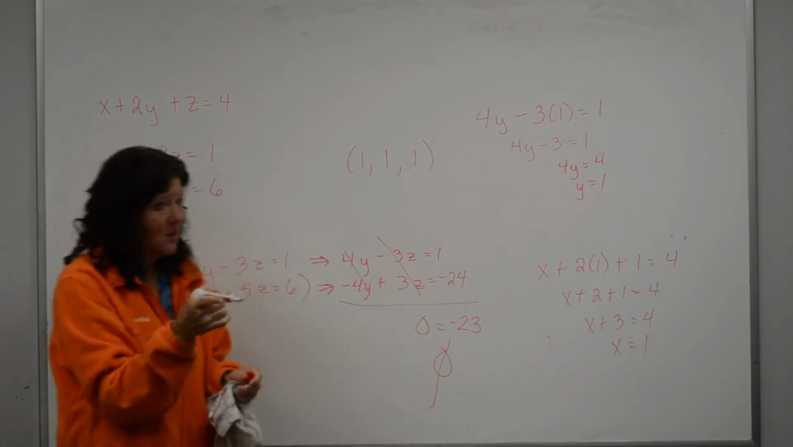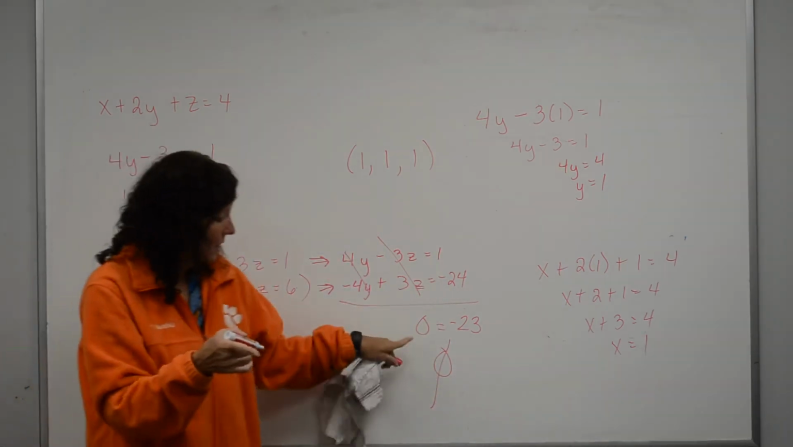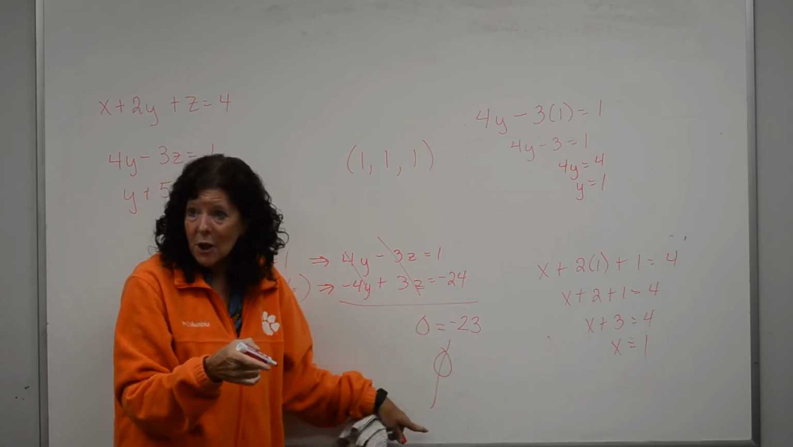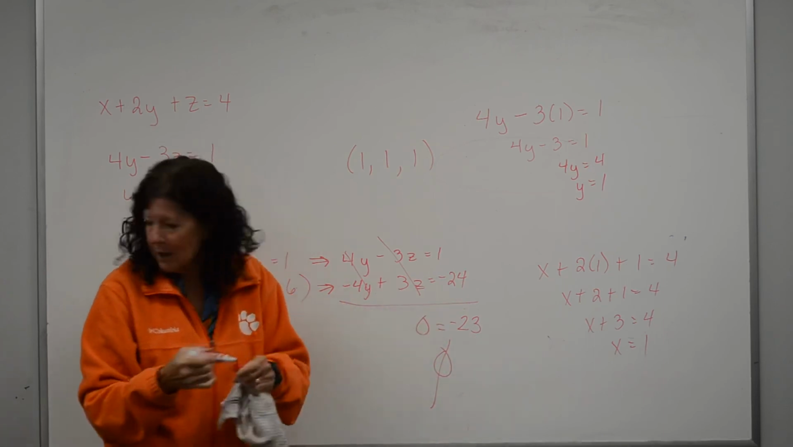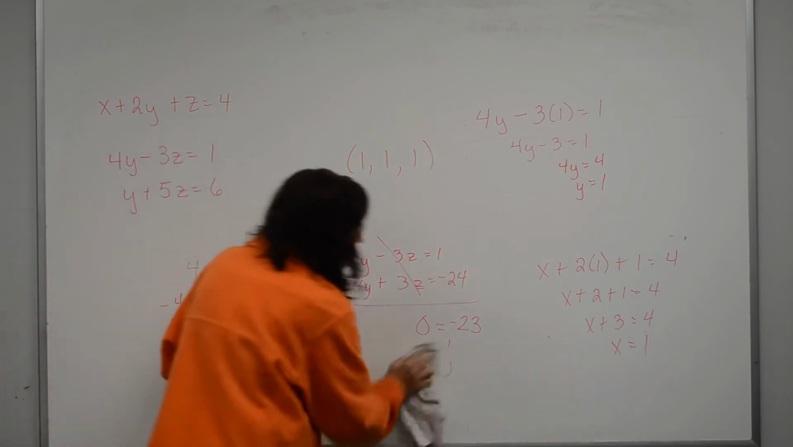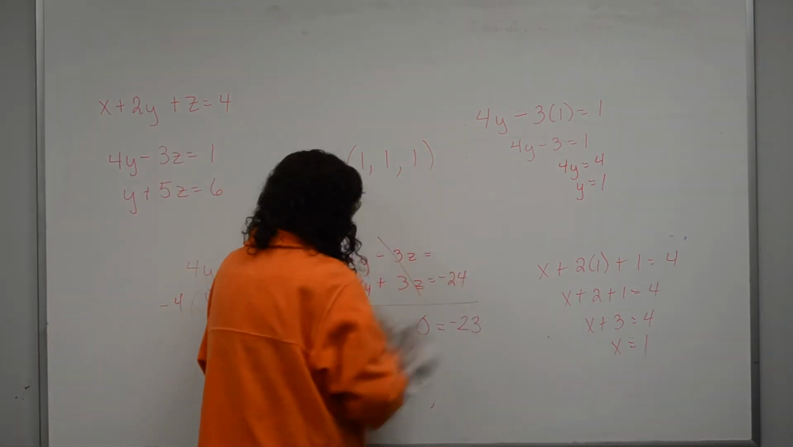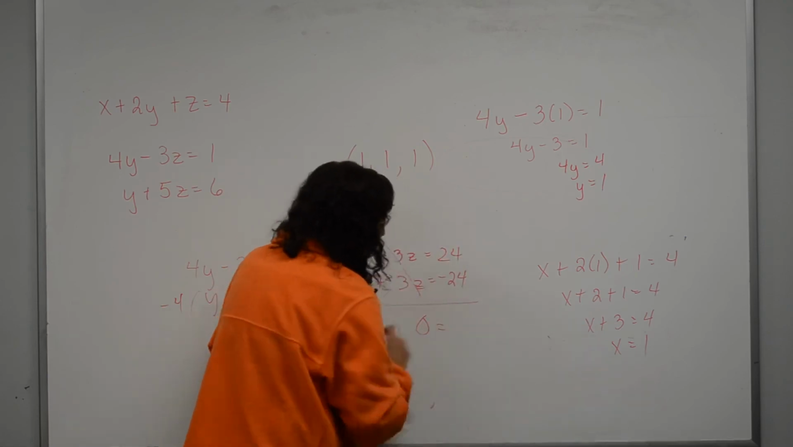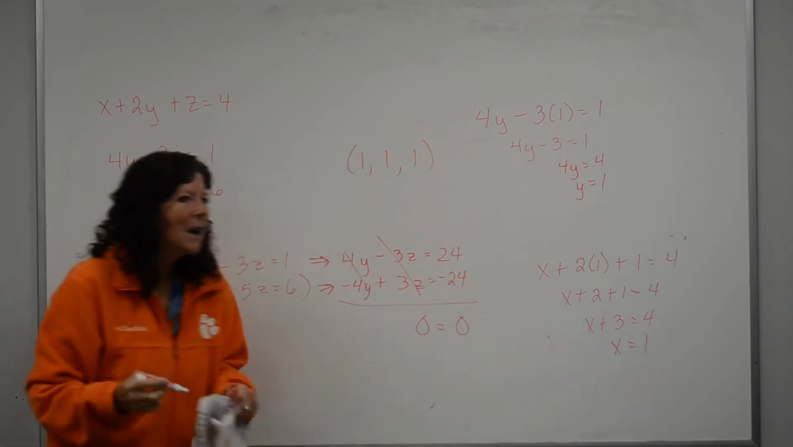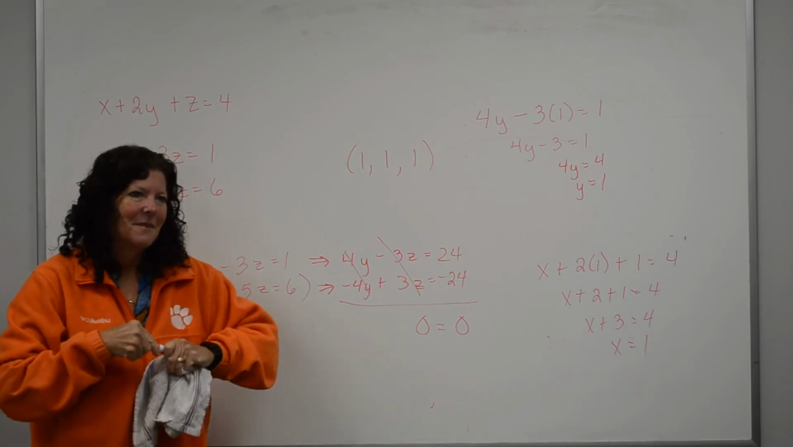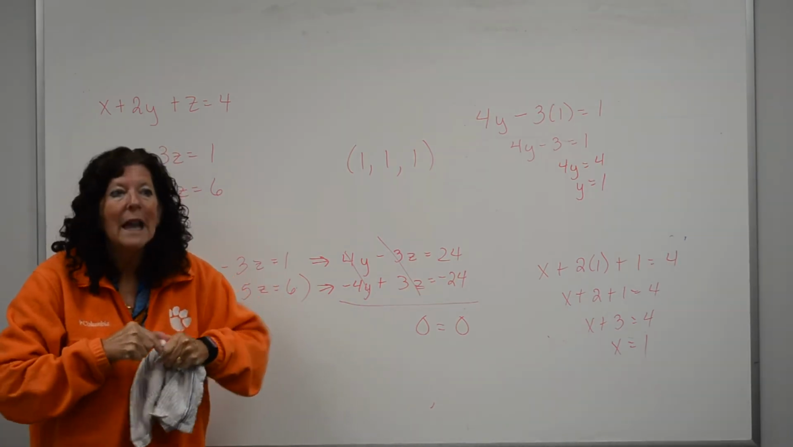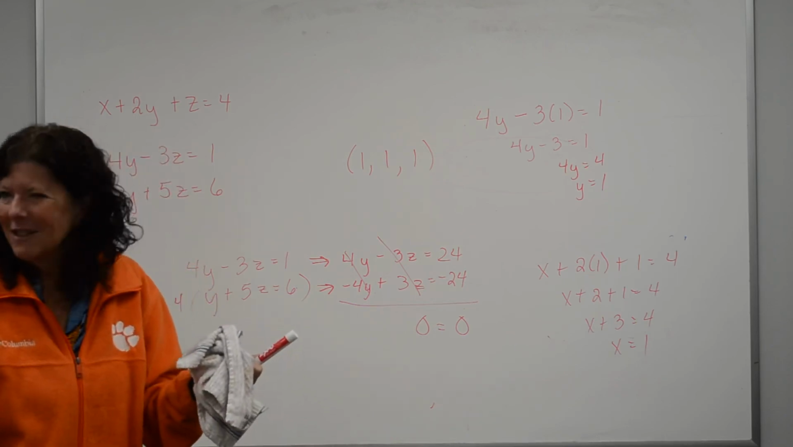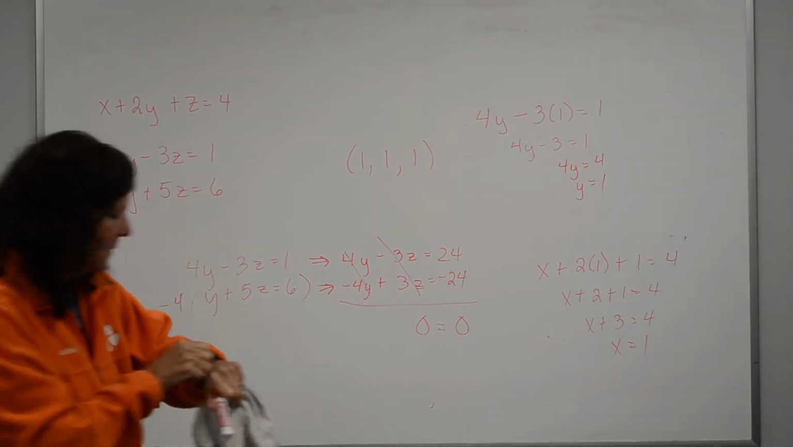Now, Joseph's onto something. If I get something that's not right at the end, then I know that it's an empty set, or they're all parallel. But if I get 0 equals 0 at the end, then what do I know? They're the same. They're the same line, and it's infinitely many solutions. Does that make sense? Kind of like the ones that we did before.